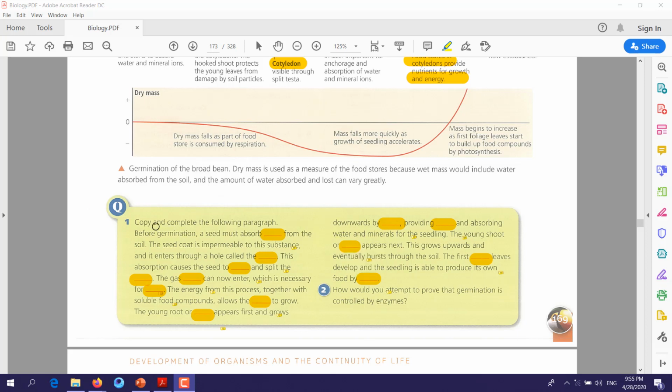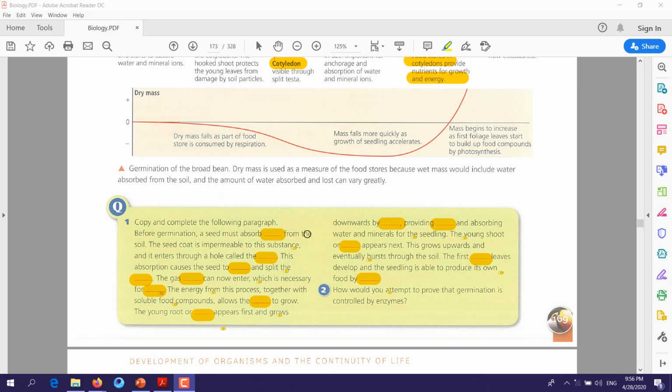Question number 1. Copy and complete the following paragraph. Okay, so here we have a paragraph. It's about seed germination. We will try to solve it together. Before germination, a seed must absorb dash from the soil.